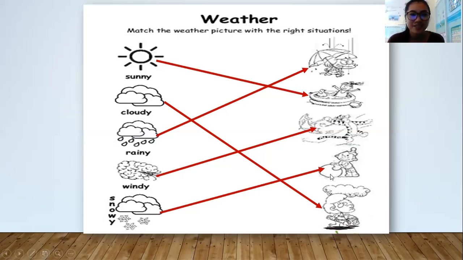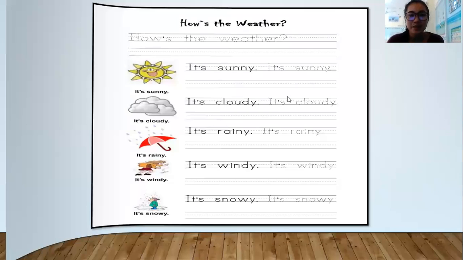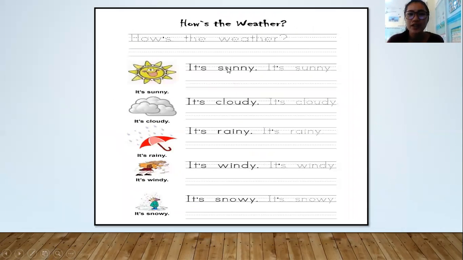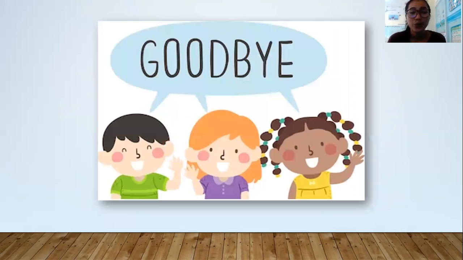All right, so next, your worksheet is this one. This is your homework. You will practice tracing the word, practicing the words of the different weather. So that would be all for this afternoon class. I hope you now know what the different weather of the day are.